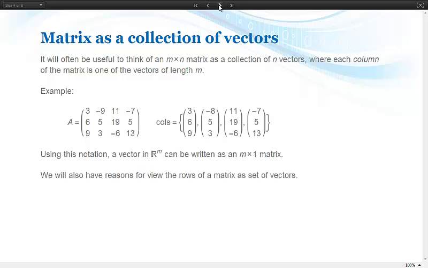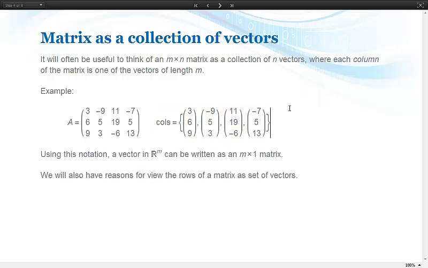It will often be useful to think of an m by n matrix as a collection of n vectors, where each column of the matrix is one of the vectors. And of course, since the matrix has m rows, each of those vectors would be of length m. So here's an example where A is a 3 by 4 matrix. We can think of it as a collection of 4 column vectors, where the first column is the vector 3, 6, 9, the second column is the vector minus 9, 5, 3, the third column is 11, 19, minus 6, etc.